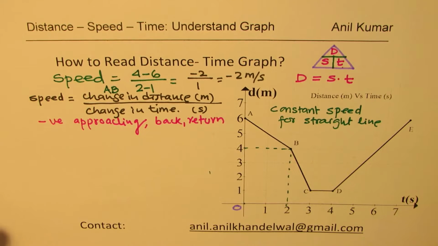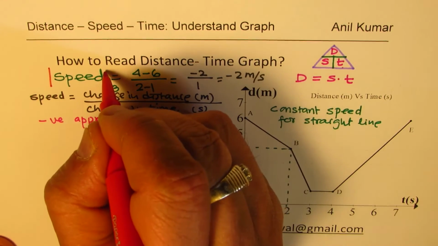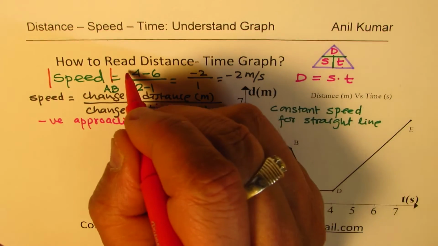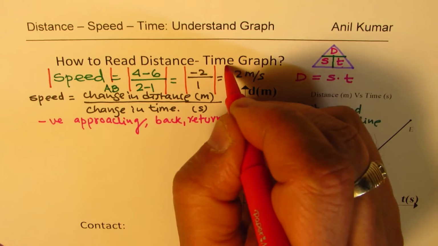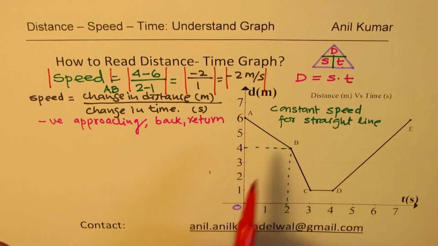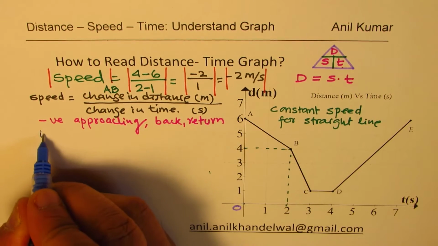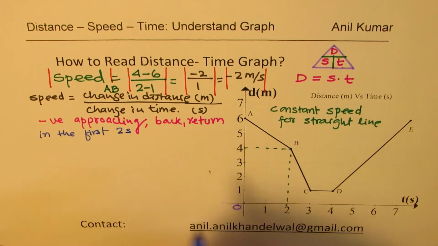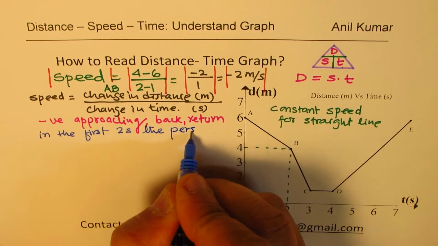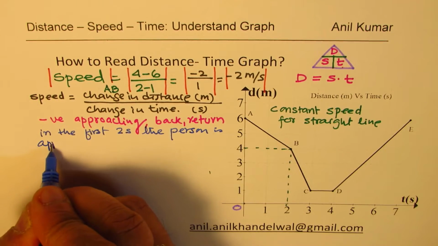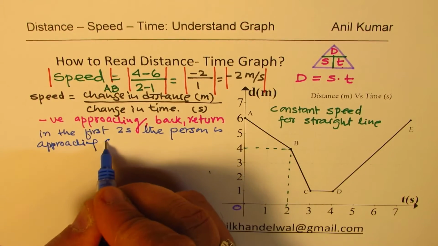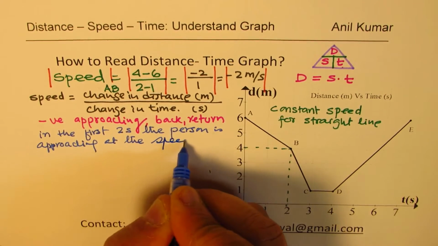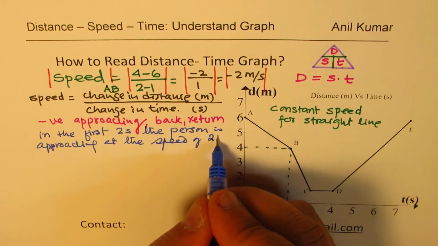However, when you write speed, you have to always write a positive value. So you will write the absolute value. This means always report a positive value. Do you understand? These bars when I'm making here, it means that write down the answer as a positive value. So in this particular case, we will describe the speed as that in the first 2 seconds, the person is approaching at the speed of 2 meters per second.